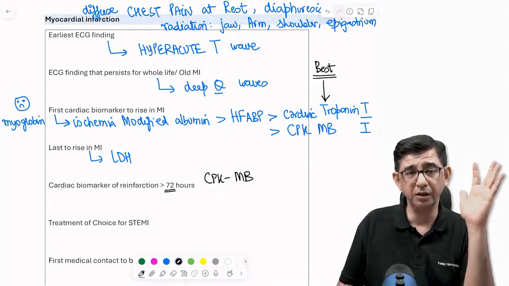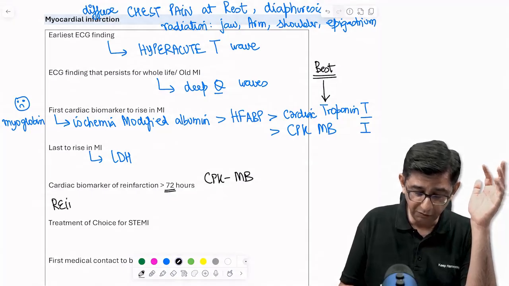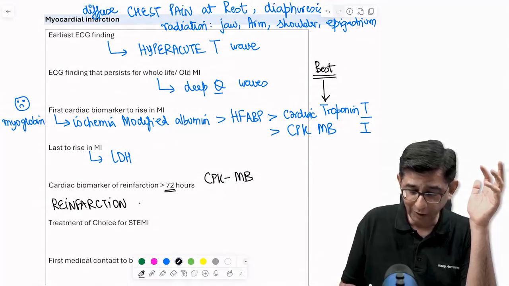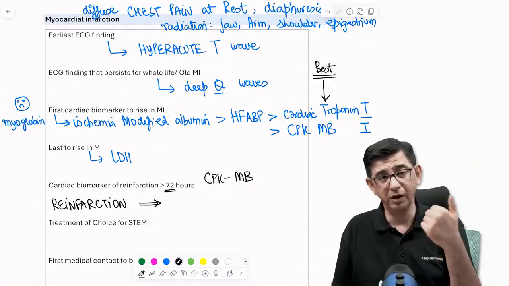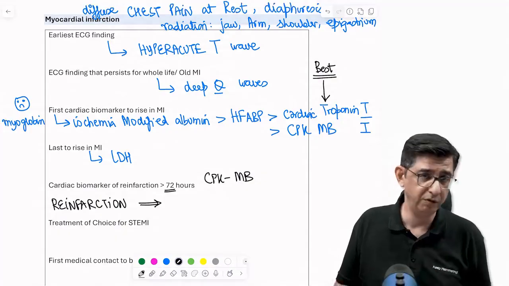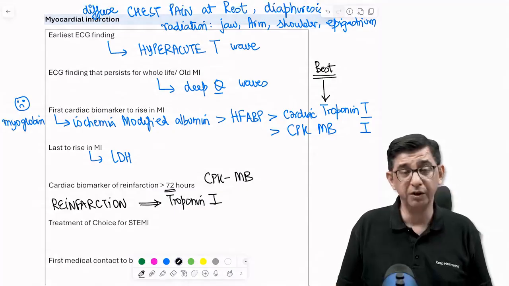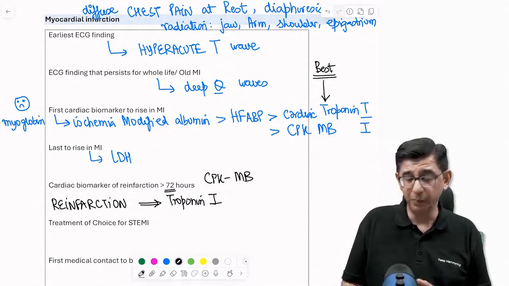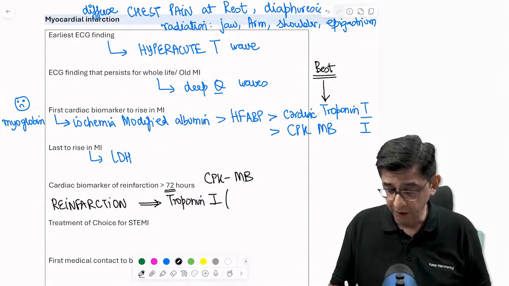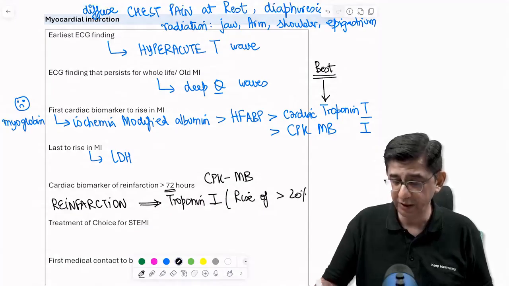But suppose it does not say anything. He just says cardiac biomarker of reinfarction. Only the word reinfarction is given in the MCQ. There is no mention of the time frame. There is no guarantee that reinfarction will occur only after 72 hours. It can occur in the first 6 hours also, in the first 12 hours also, in the first 24 hours also. So for early reinfarction, very early reinfarction in a patient, I can use troponin I. What I mean by troponin I is I can go for a serial troponin I, that is a rise of more than 20% over the baseline admission value.